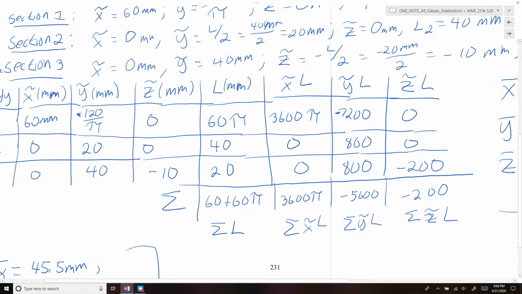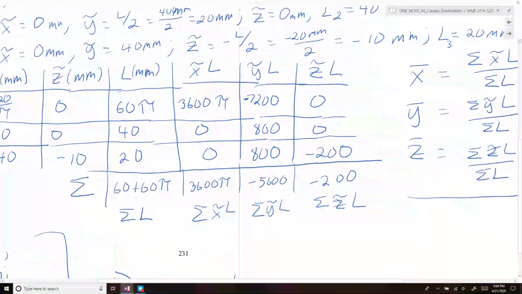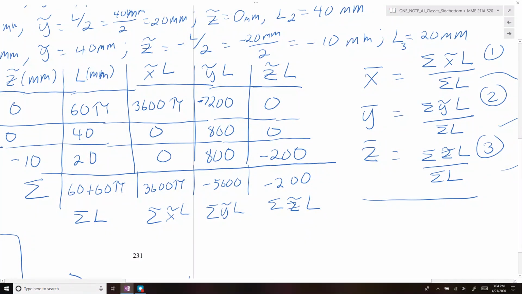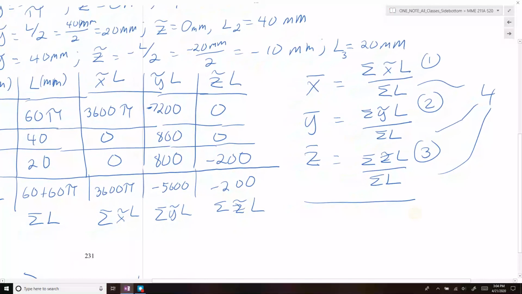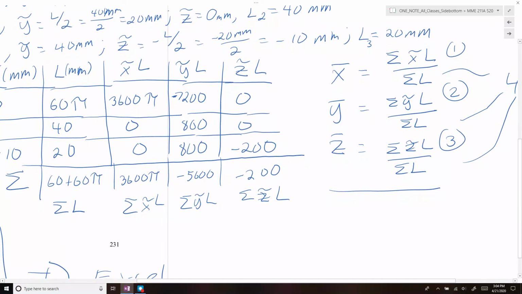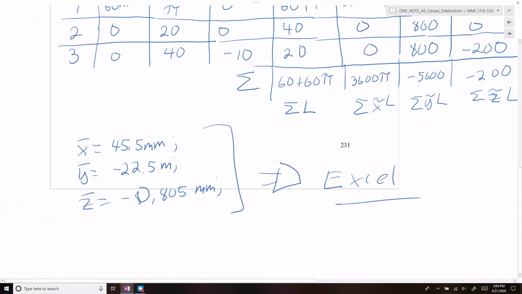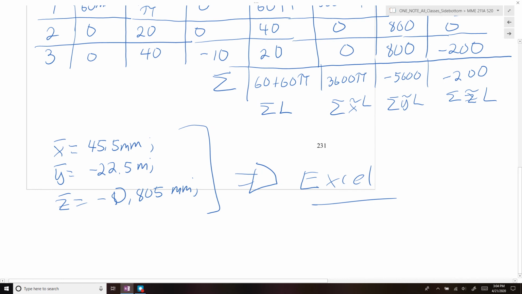We summed up those numbers to determine the total length of the system, the sum of x tilde times the length, y tilde times the length, and z tilde times the length. And using the three equations for the centroid of a line, we calculated our x bar, y bar, and z bar for the total system. You can check your values using Excel. All right, that concludes this problem on finding the centroid of a line.